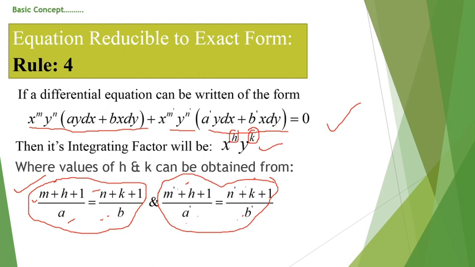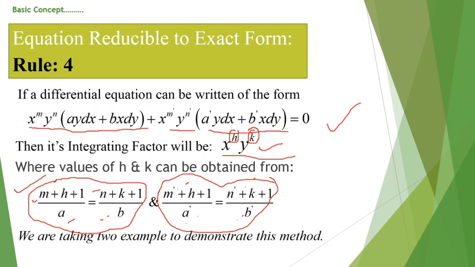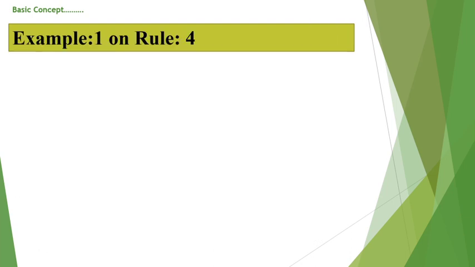After applying any of the methods, we can get the value of h and k, and after getting the value of h and k, we can put the value in the integrating factor. After getting the integrating factor, what we have to do? We have to multiply the integrating factor to the entire equation, so that the new equation will be in exact form, and then we can solve the equation by the usual method. So to demonstrate it, we are taking two examples. Example 1 on rule number 4.